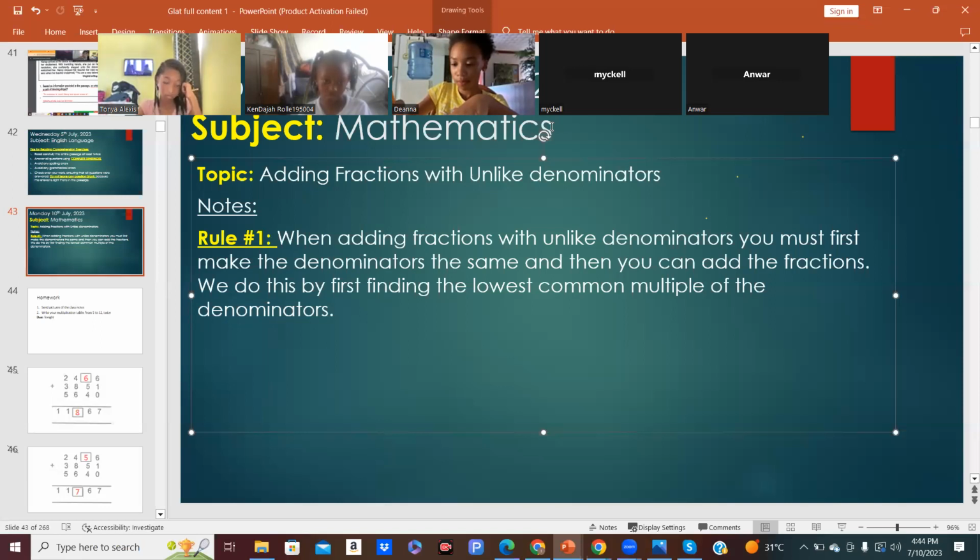All right, read rule number 1, please. When adding fractions with unlike denominators, you must first make the denominators the same, and then you can add the fractions. We do this by first finding the lowest common multiple of the denominators. Very good.